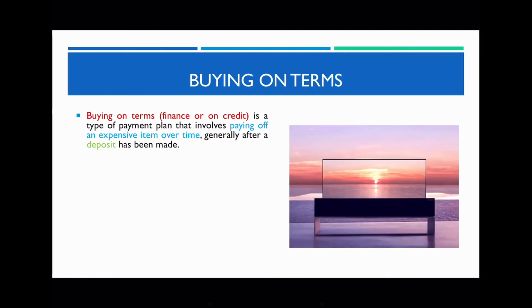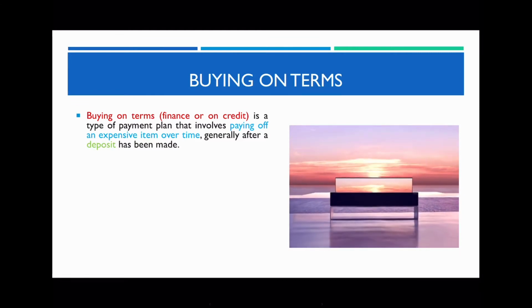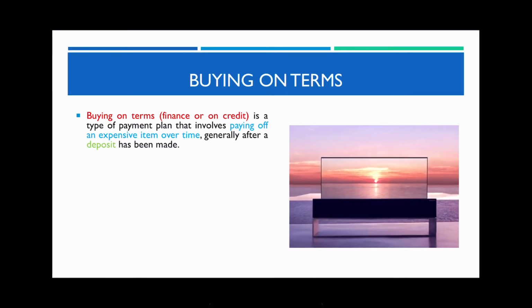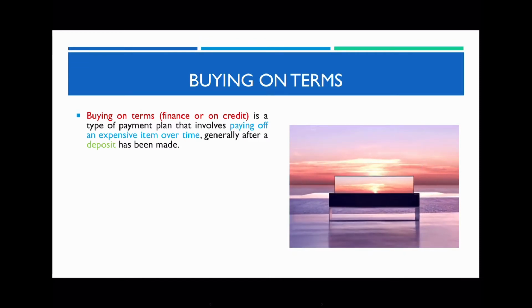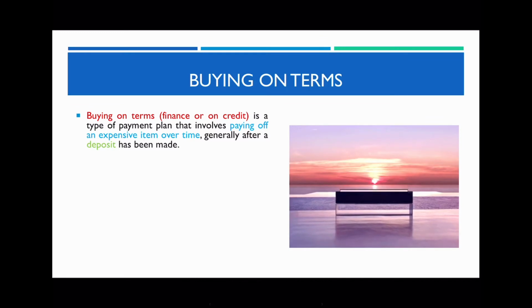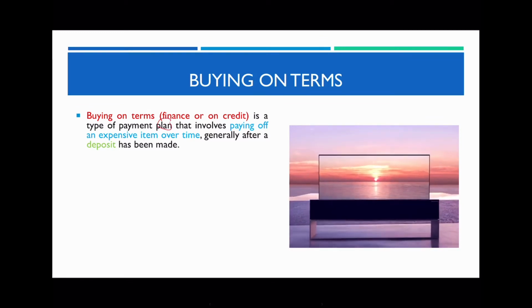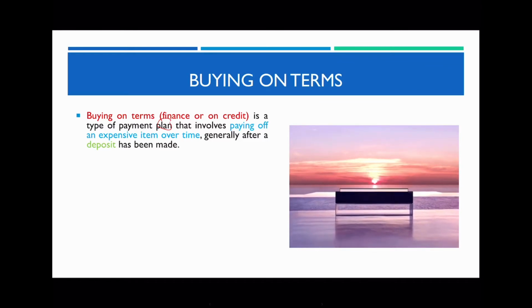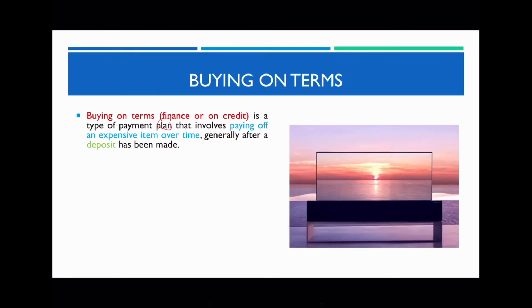Now, this slide over here summarizes what buying on terms is very clearly, okay? Buying on terms, which is also known as paying with finance or on credit, is a type of payment plan. A plan meaning it's a contract, so you're locked in, which involves paying off the expensive item over time, generally after you've made a deposit up front, okay?